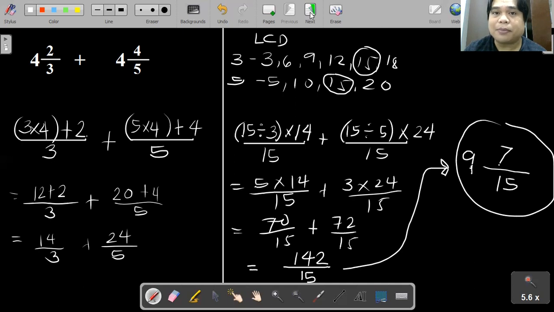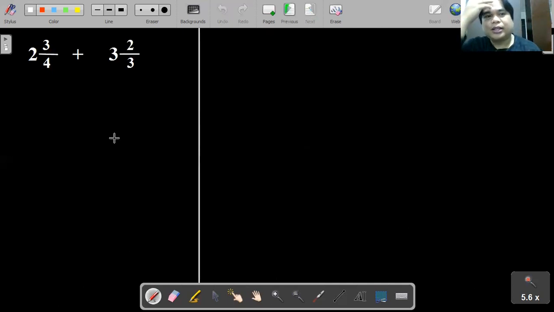Okay, let's have another example. This one: 2 and 3/4 plus 3 and 2/3. The first thing to do is we need to get its equivalent fraction. So we have to transform this first into its improper fraction form.